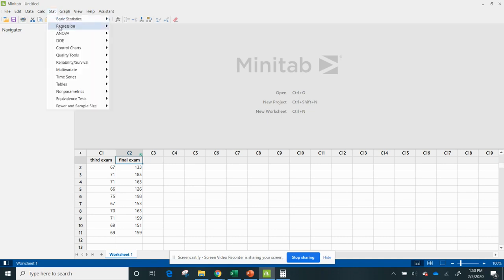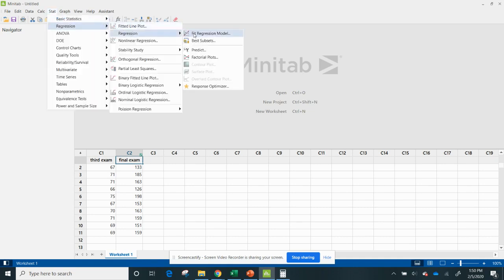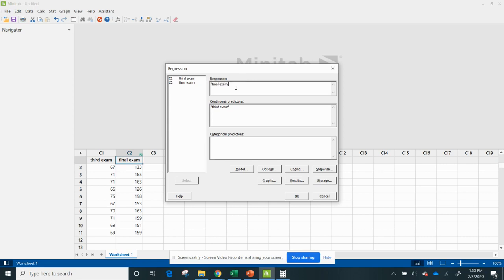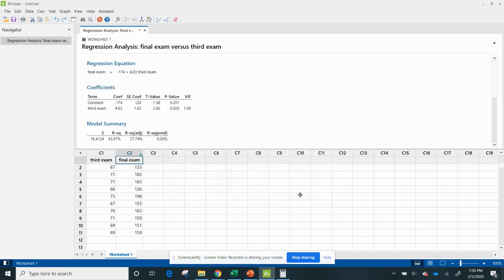Then I go to Stat, Regression, and Fitted Regression Model. In the responses, I'm going to put final exam. In the continuous predictors, I'm going to put third exam. Again, responses are your Y variable, continuous predictors are your X variables. When we're dealing with huge sets of data, we could have more than one continuous predictor, but for this class, we're only going to have one. I hit OK, and it gives me a lot of information.